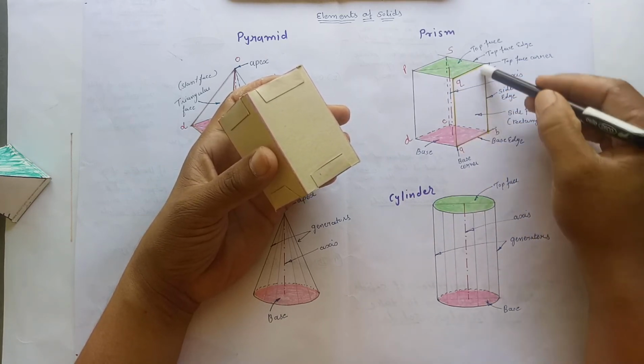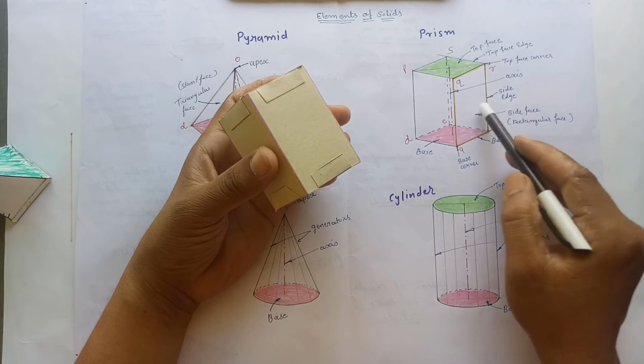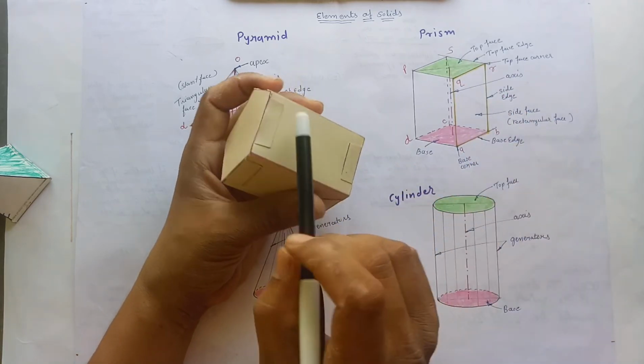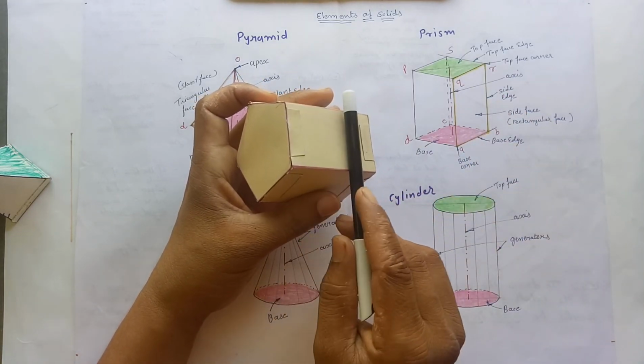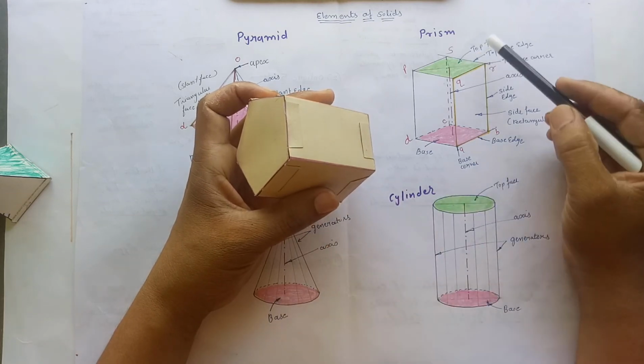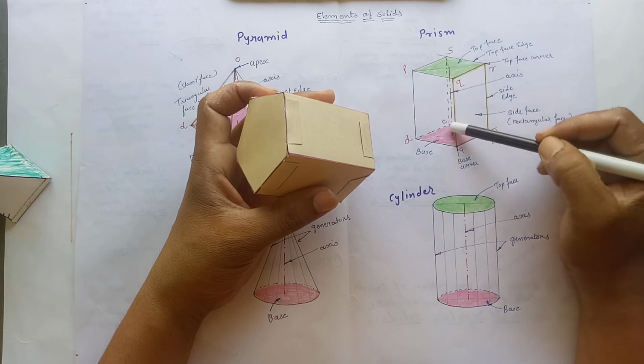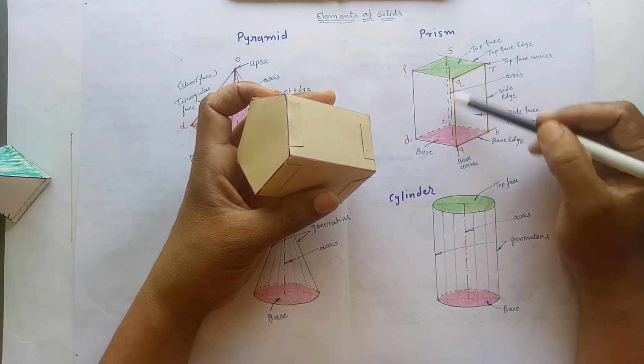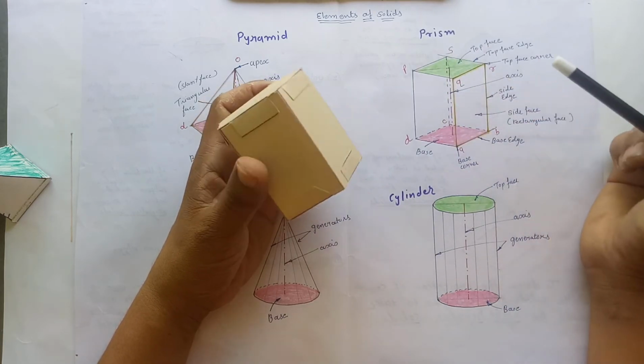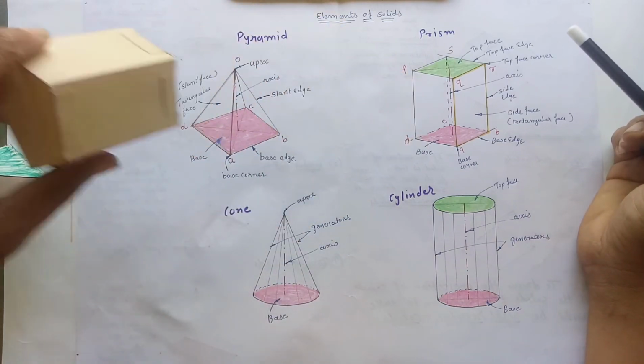This face is known as the rectangular face or side face. An imaginary line joining the center of the top face and the center of the base is known as the axis. So these are the elements of the prism.